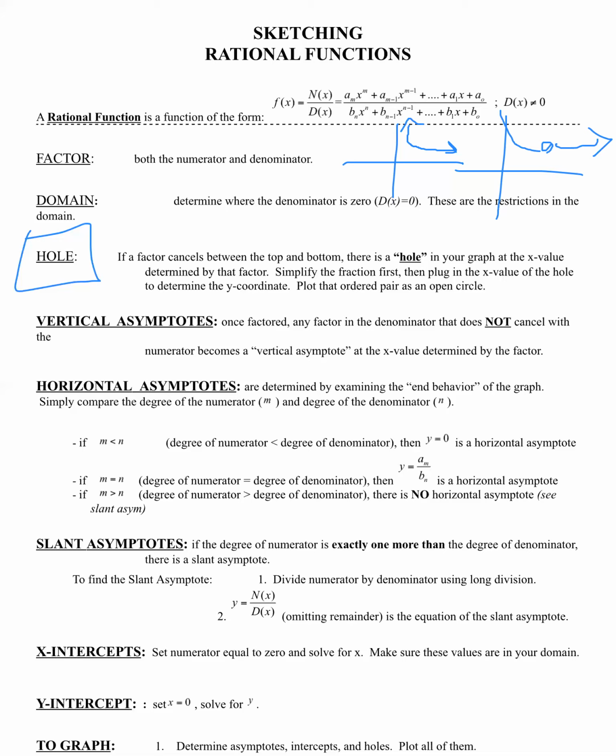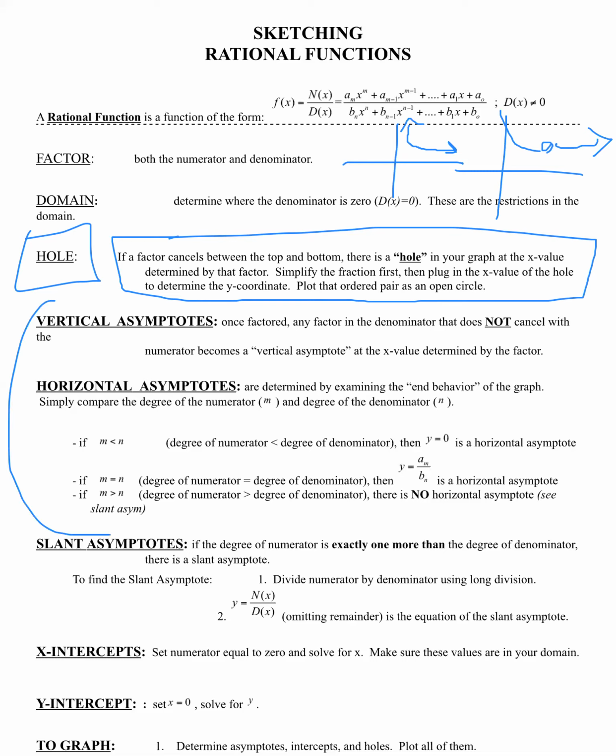Okay, so let's read how to find them. It says here, if a factor cancels between the top and the bottom, there is a hole in your graph at the x value determined by that factor. So I'm going to go through this. I'm going to show you exactly how to do it. We'll look at some examples. But basically that's what we're referring to when we say a hole. It'll make more sense as we do our examples, okay? We're also going to be looking at vertical and horizontal asymptotes today. Slant asymptotes will come tomorrow.